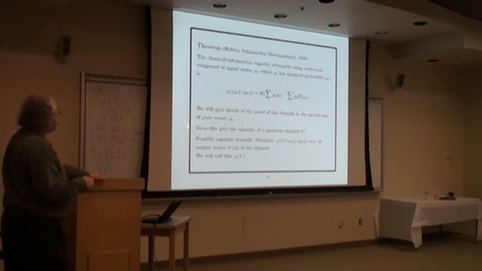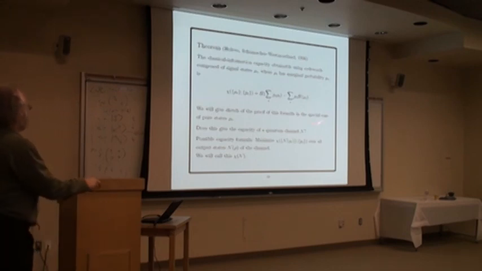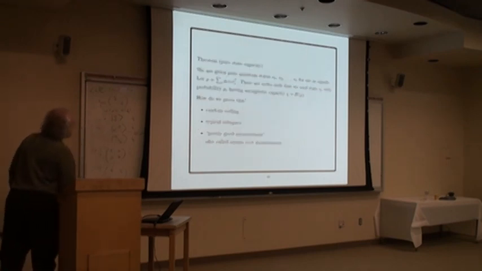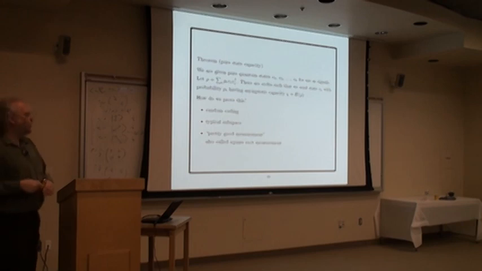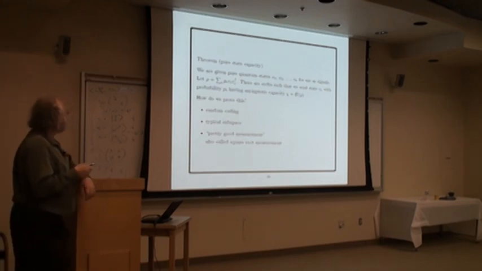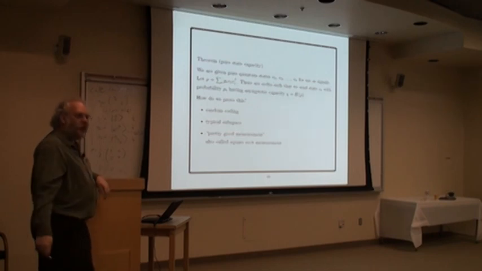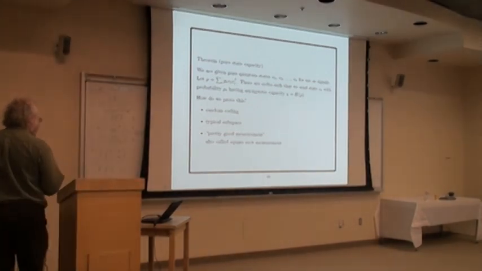And we can ask, does this give the capacity of the quantum channel, or noisy quantum channel? And we'll get back to that question later. So how do you prove this? Well, it actually looks a lot like Shannon's proof. There's three steps: random coding, typical subspace, and what's called a pretty good measurement, or a square root measurement.